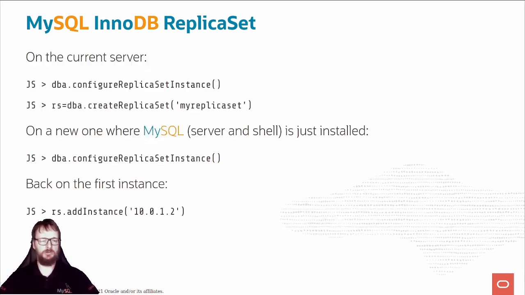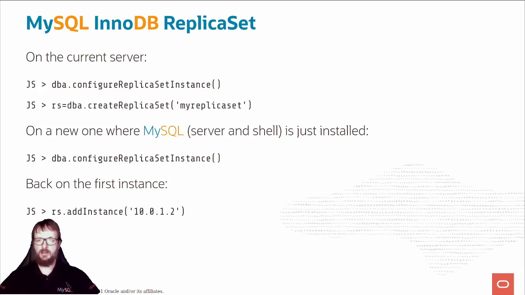Now, from that single instance we have, if we want to move to InnoDB ReplicaSet, what do we need to do? On the current server, the first thing we do is configure ReplicaSet instance. So we do dba. dba is the global object in the shell that allows you to use the admin API. As you can see, the shell here I'm using in JavaScript. JS means JavaScript. You can use MySQL Shell in Python or in SQL mode. So now I do configure ReplicaSet instance.